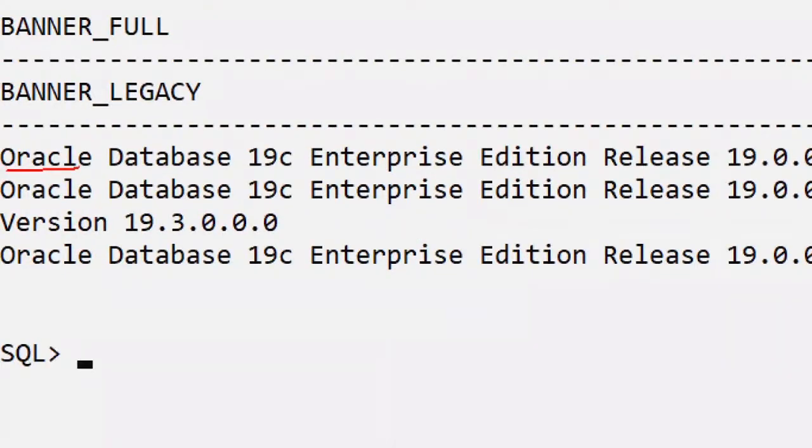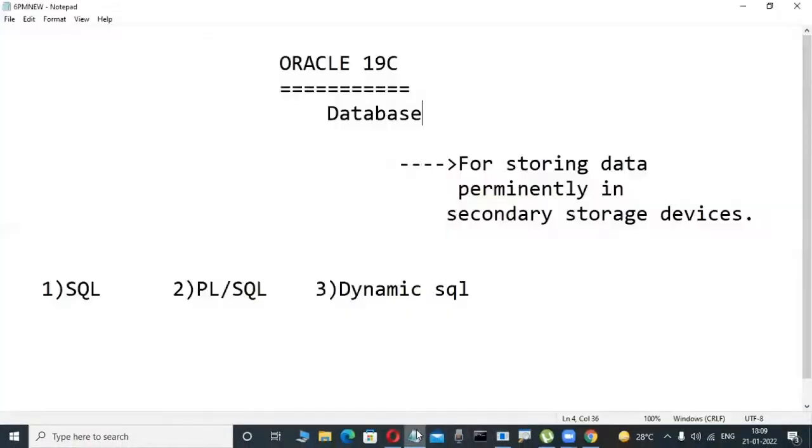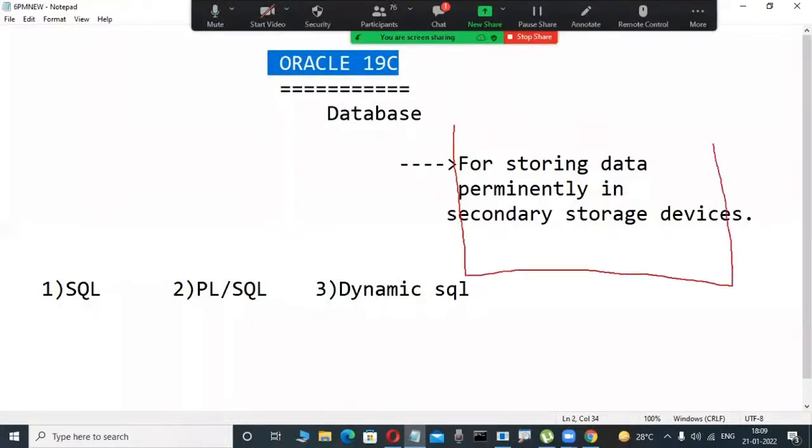Oracle is a product from Oracle Corporation. But what type of product is it? A database product. The version we are learning in our course, 19C, is a version of this DB product only. What does database mean? Once we install the Oracle software, some place is automatically created on the disk. In this place, we permanently store data.